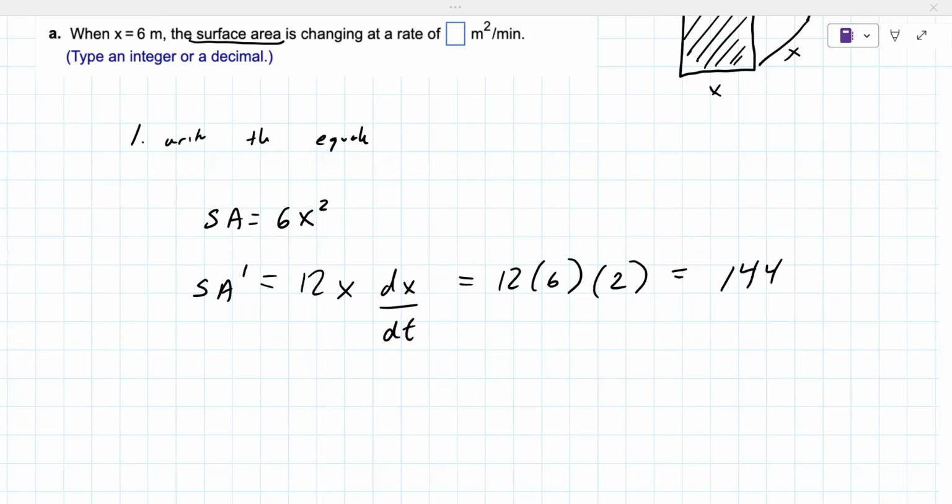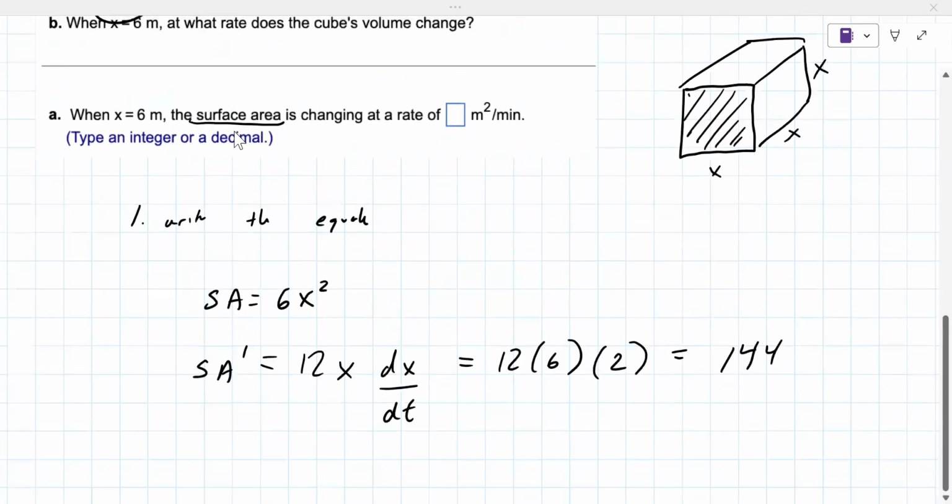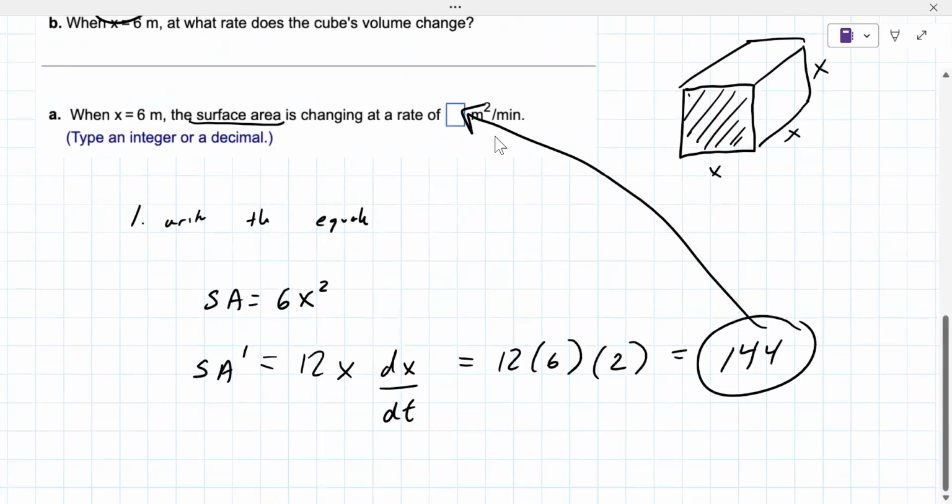Is that okay? So A, they want you to write, well, this is the answer to A, but you can't get there unless you can write the equation and then do the derivative. In the previous problem, they gave you the equation. And so now they're not giving you the equation. You have to write it.